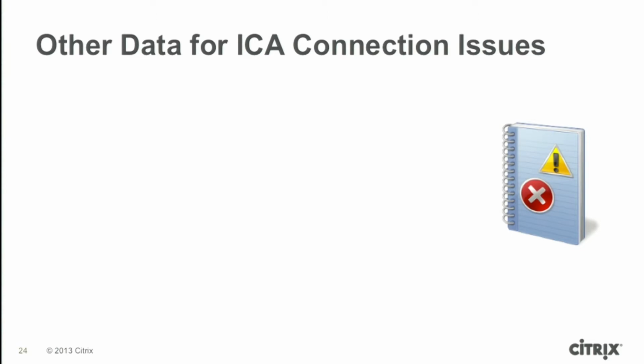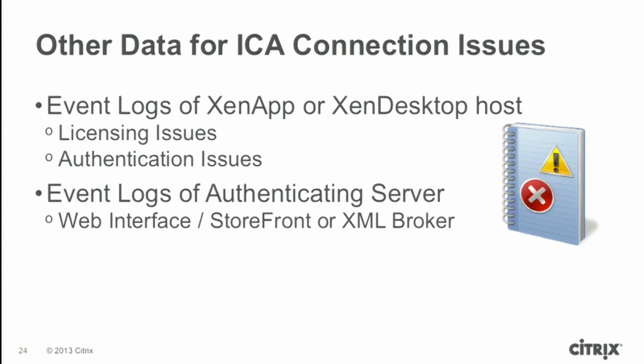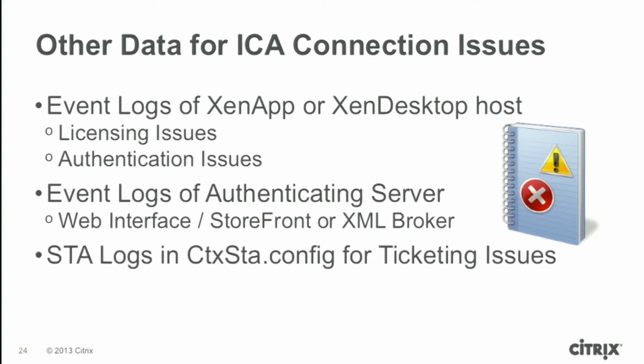There's some other useful data to collect for ICA connection issues. First, check the system and event logs of the XenApp server or XenDesktop host. You may discover licensing or authentication issues indicated there. Check the event logs of the authenticating server, whether it's a web interface, storefront server, or XML broker. For ticketing issues, there's an STA log that can be enabled.